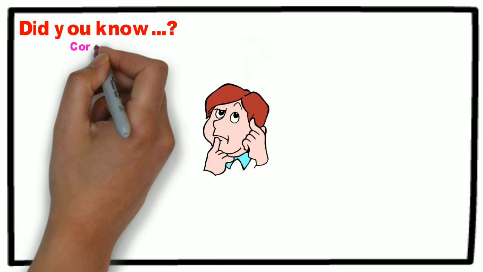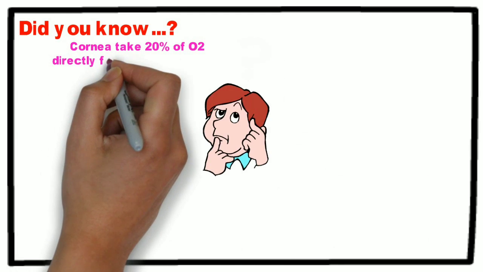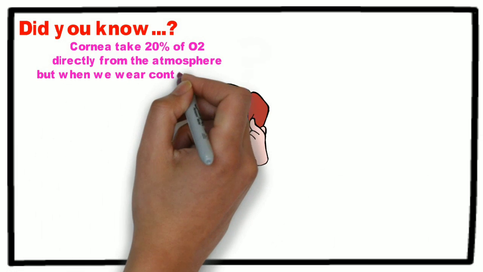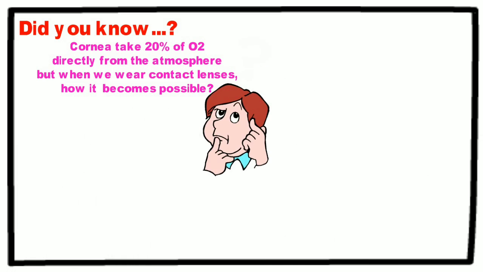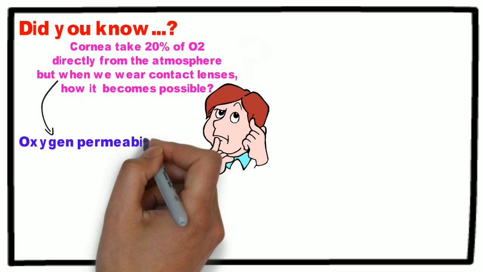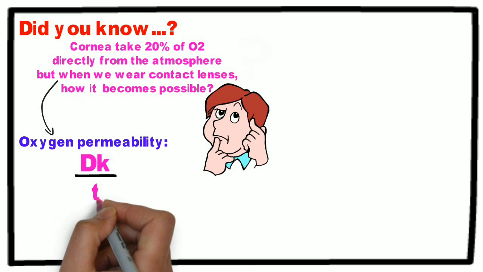Did you know? The cornea takes 20% of its oxygen directly from the atmosphere. But when we wear contact lenses, how does this become possible? The formula for oxygen permeability is Dk/t.